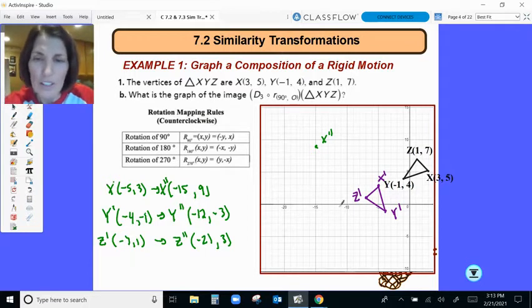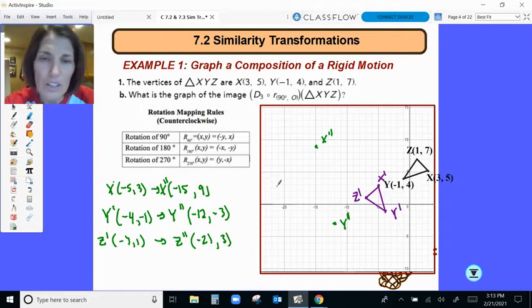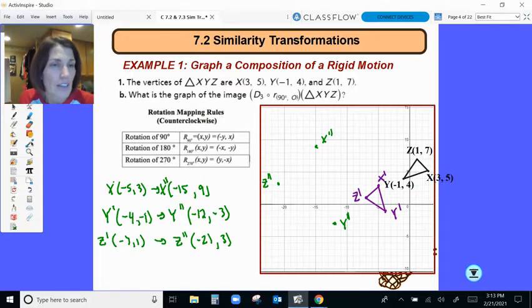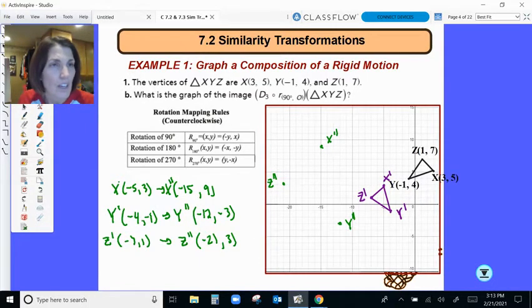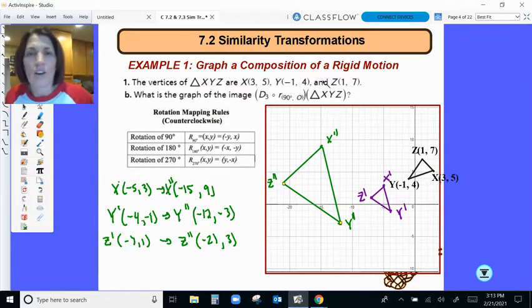My y double prime will be at -12, 9. Oh, sorry, -12, -3. My bad. That's going to be my y double prime, and my z double prime is going to be at -21, 3. 1, 2, 3, and that's going to be my z double prime. And so I can connect all my points there. Grab my green and connect all my points to make my triangle, x double prime, y double prime, z double prime. So that is my rotation of 90 degrees followed by a dilation of 3.